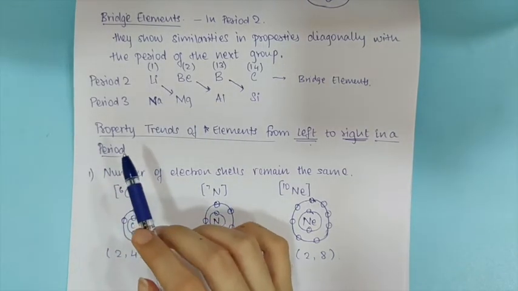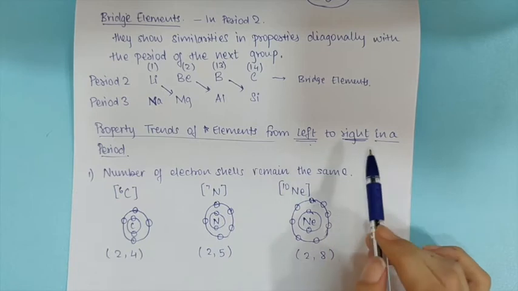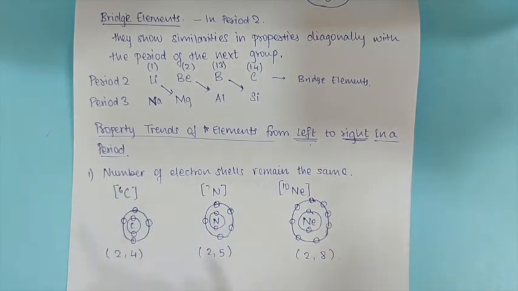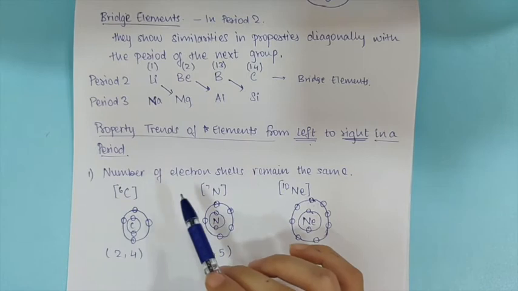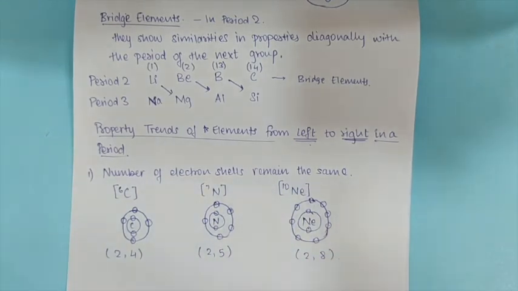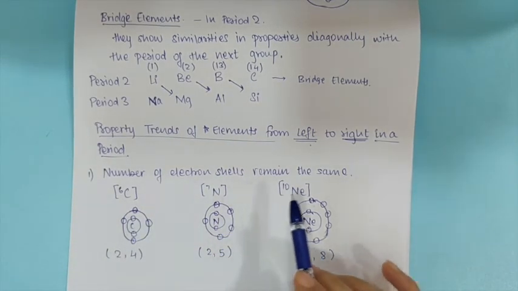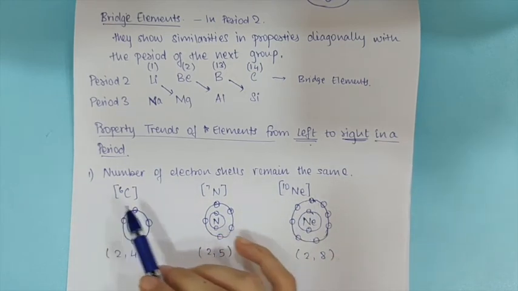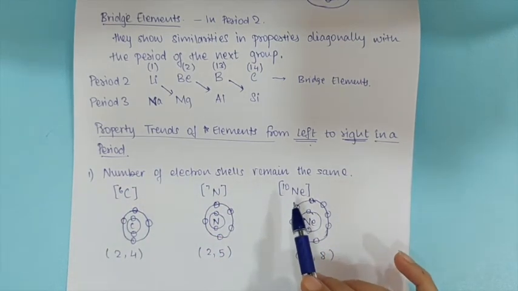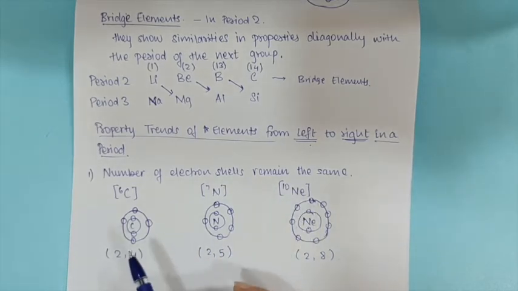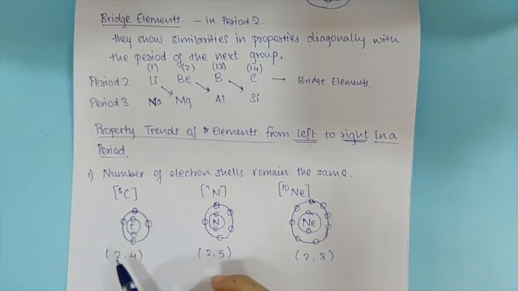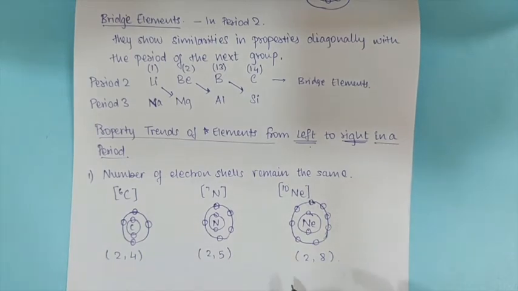Now, let's talk about the property trends of elements from left to right in a period. What does the first property say? The number of electron shells remains the same as we go from left to right in a period. Now for example, if we have these 3 elements, carbon, nitrogen and neon, with 6, 7 and 10 atomic numbers respectively, here we observe that the number of shells remain the same as we go from left to right according to its electronic configurations mentioned here.